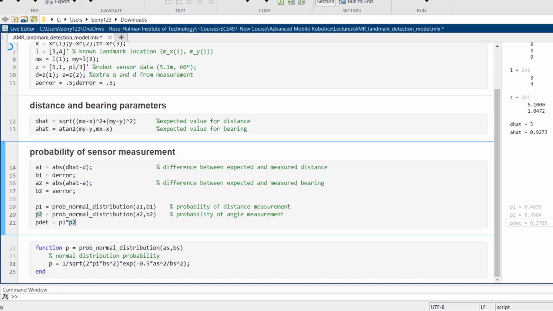So when we run that section, we see that the probability for the distance is 0.7821. The probability for the bearing is 0.7753. And then when we multiply them together, the probability of getting that sensor measurement, knowing the robot's pose as well as its location in the world for the landmark, is 0.6.